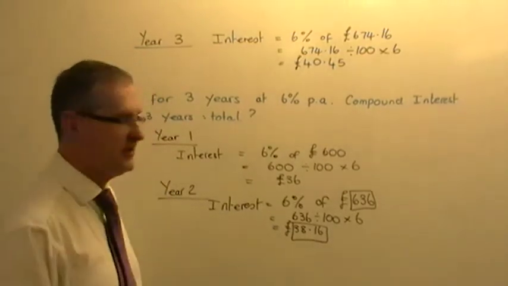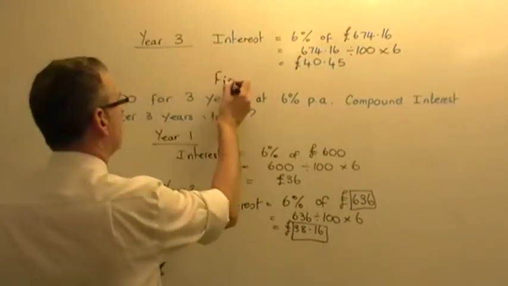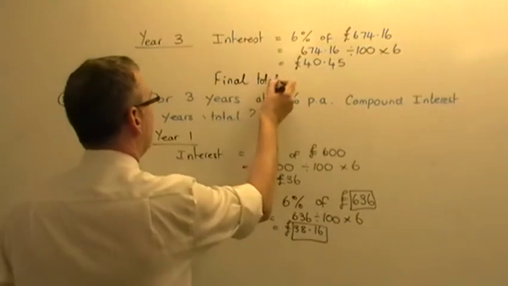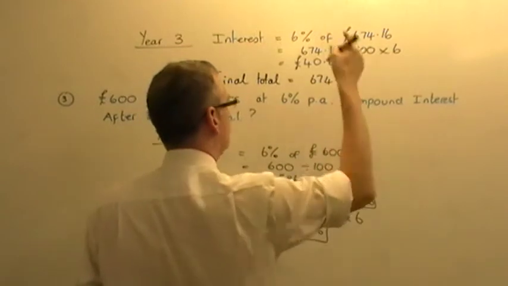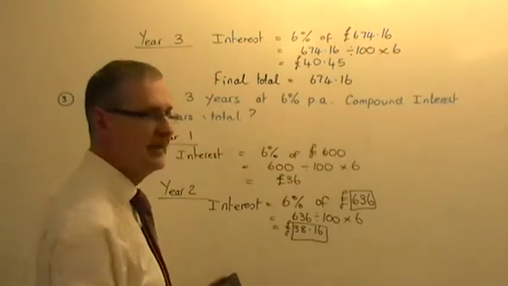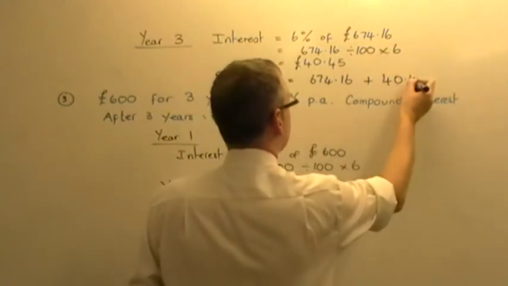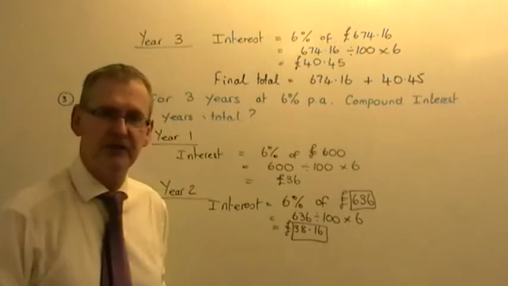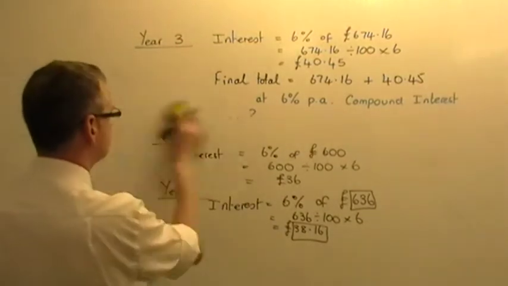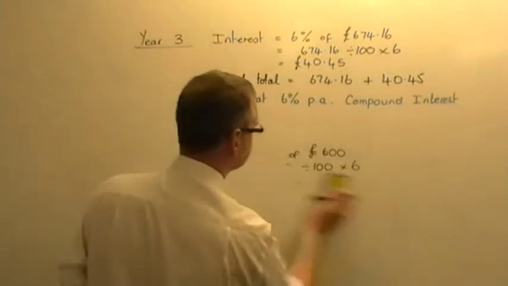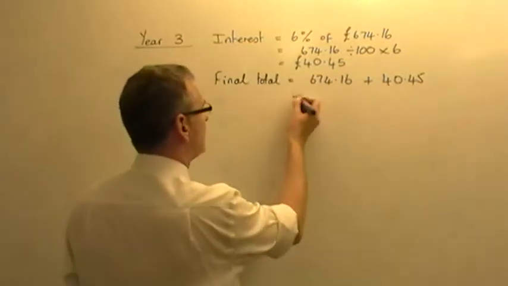So if you want to know what is the final total in the bank account at the end of 3 years, here we go. The final total in the bank account will be the £674.16, which was what you had in at the end of year 2, plus the £40.45, which is the interest for year 3. You add those two figures together. Let's make some space here. Getting rid of this now. Add those two figures together and you will end up with a grand total in the bank.